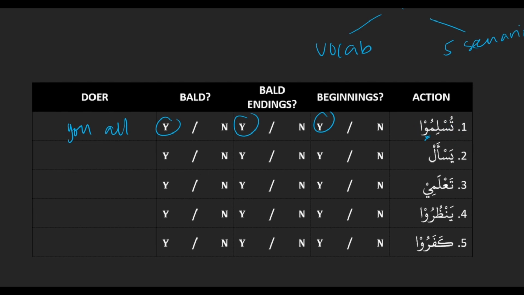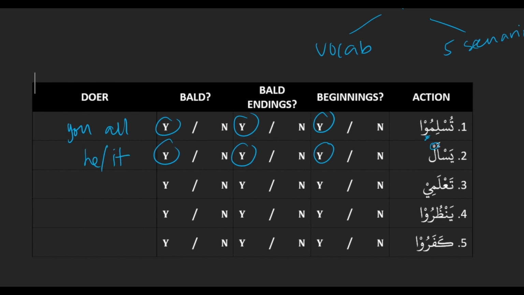Number 2, yas'al. So beginnings, yes, it has a ya beginning. And then bald ending: the sukun tells us that it used to be a u, so it does have a bald ending. Does that make it a bald action? Yes. And then what's the embedded doer? Ya and u is he, it. Because we know the sukun used to be a u.